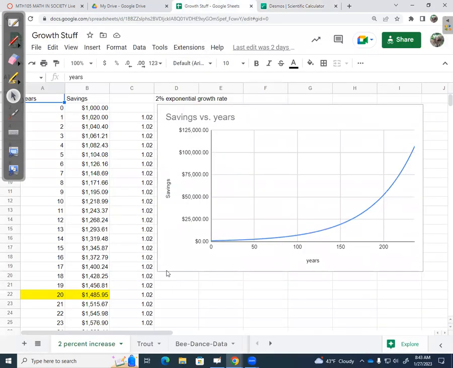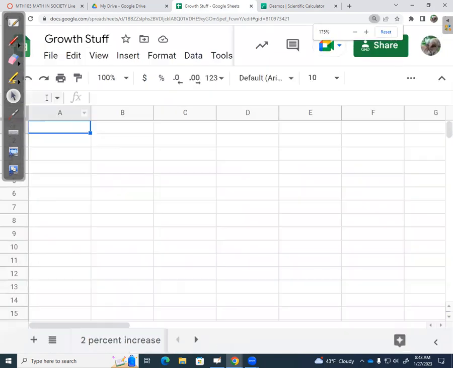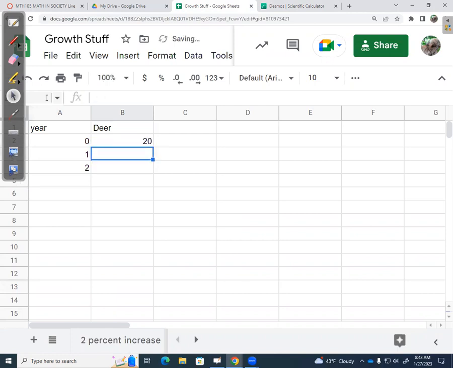Spreadsheet version. I'll share out this spreadsheet again if anyone needs it. Pull up the screen. So I want to keep track of the year, 0 and then 1, 2. I've got to type the 20. And then for the actual deer, I'm pretty much like I did before. I have to type equals to tell the spreadsheet to do a calculation.